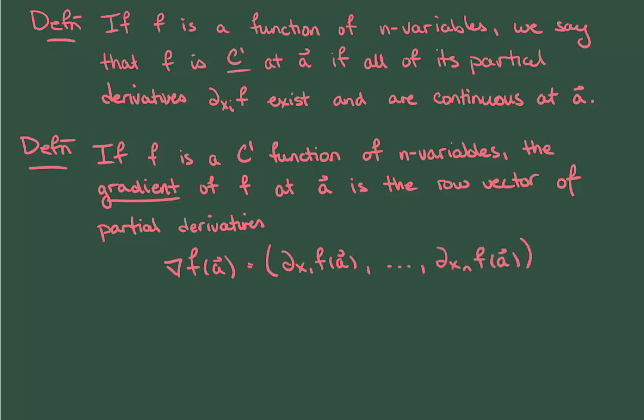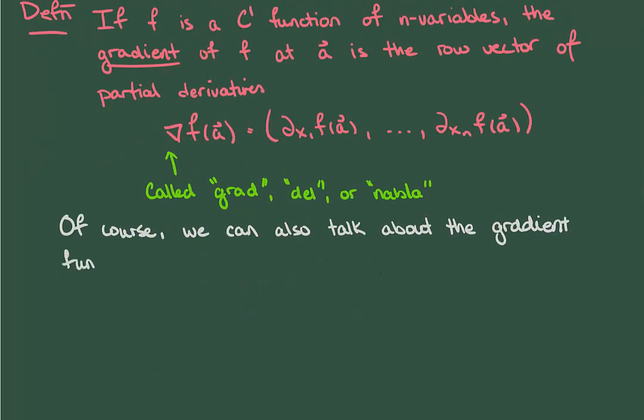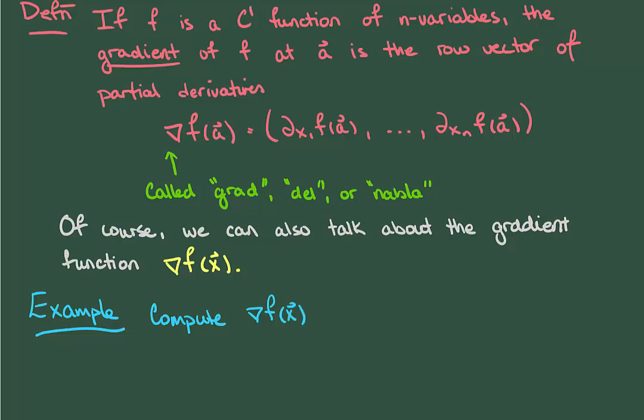This weird upside-down triangle is sometimes called grad, or maybe del, or maybe nabla. And while this is the gradient at a point, we can of course talk about the gradient function, which outputs the gradient at each point. As an example, let's compute the gradient of the function f of x, y, z is x ln yz. Again, we won't worry about it too much, but f is C1 wherever it's defined, given that it's made up out of polynomials and logarithms.